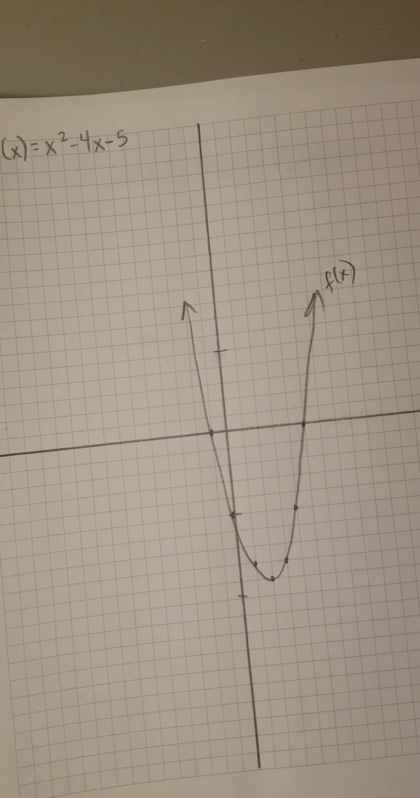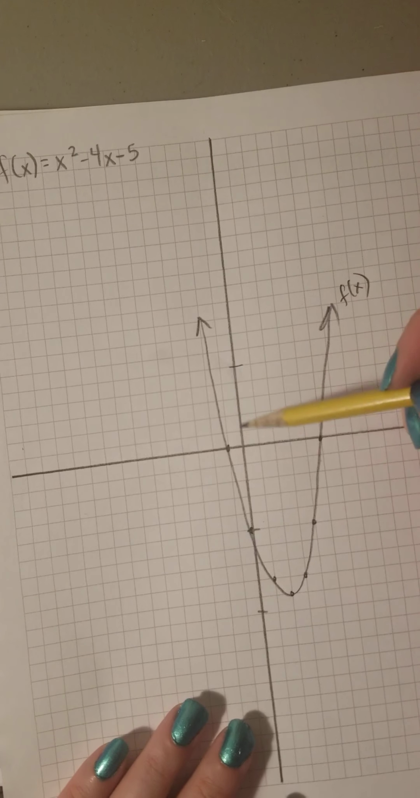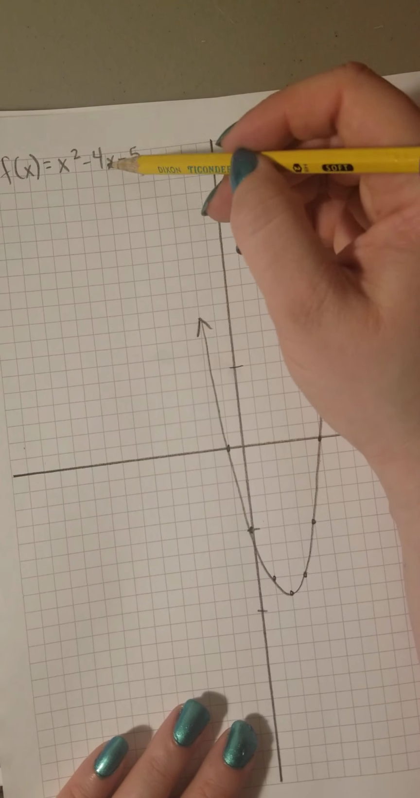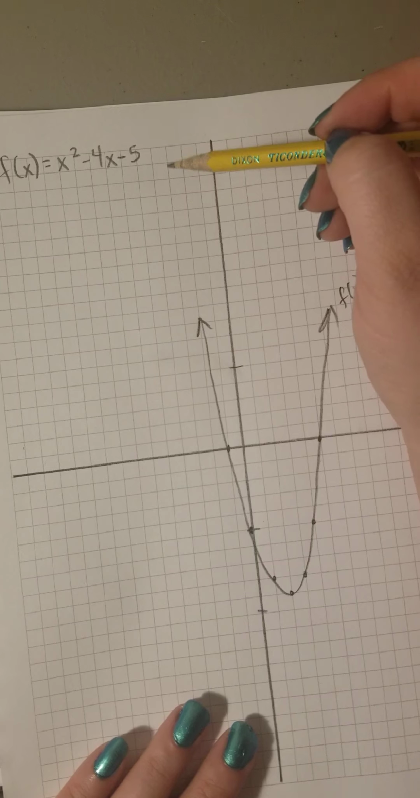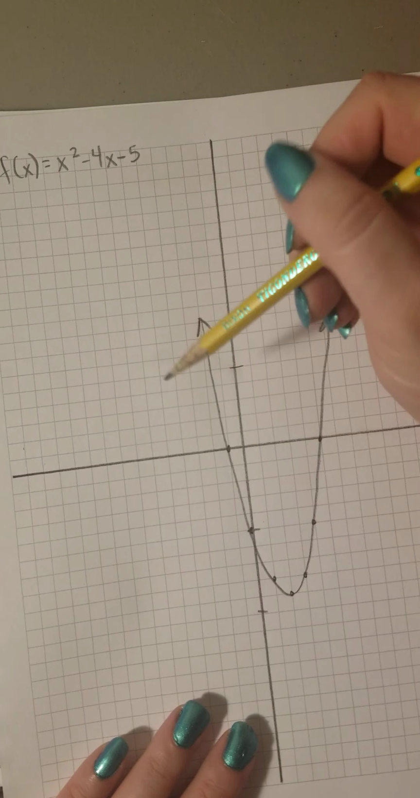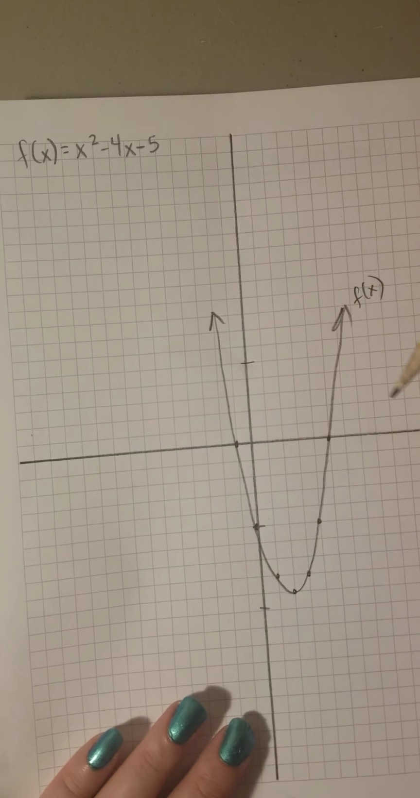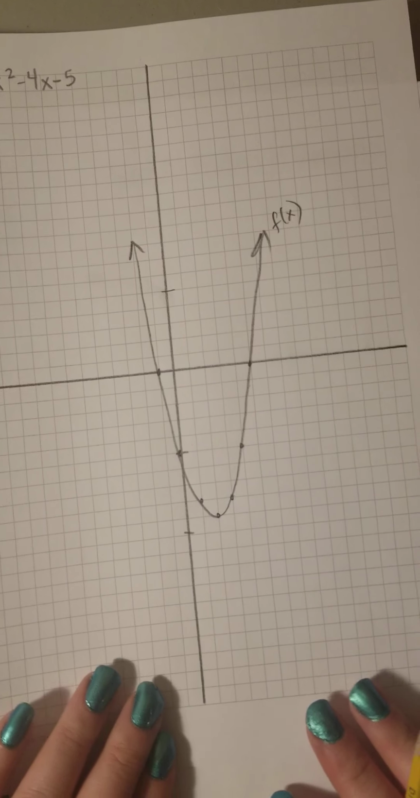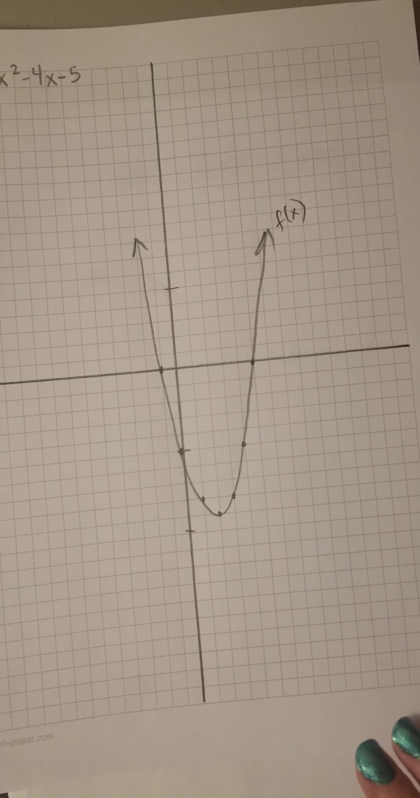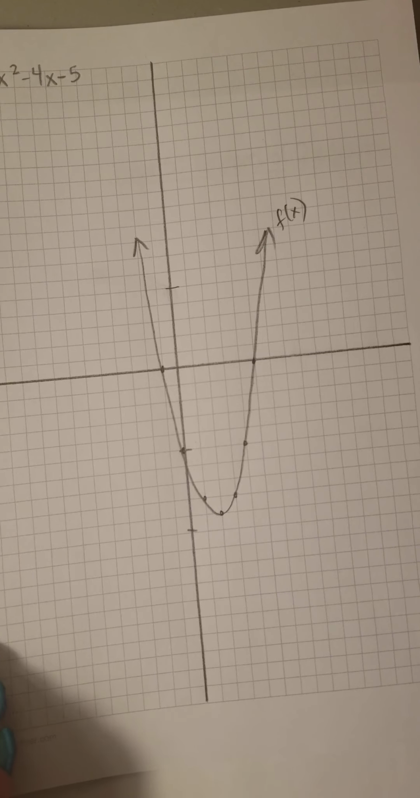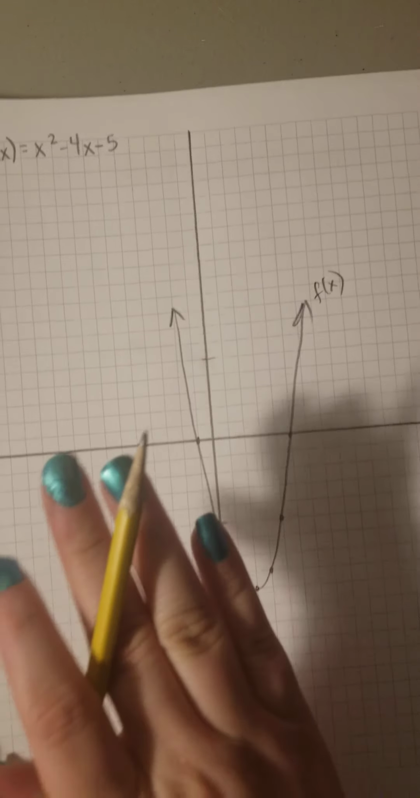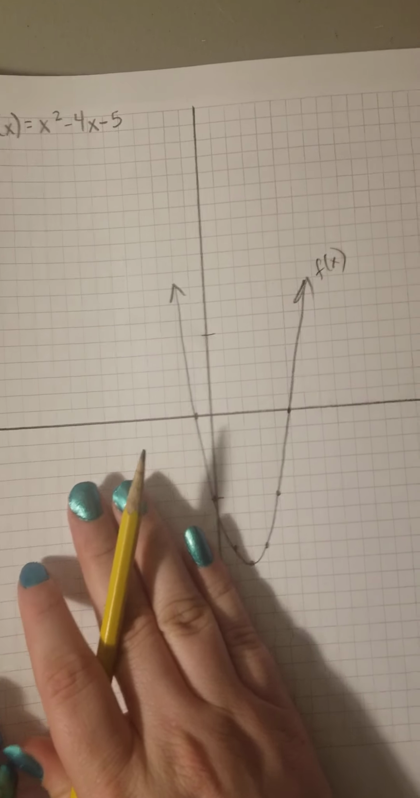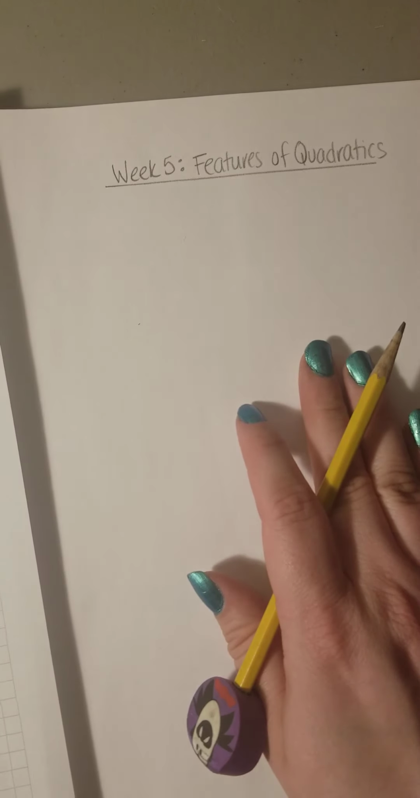Now, you could have also taken and put -1 in here and here for x and found out what that was supposed to be, and then 0, and then 1, or however you wanted to do it. But this way is just a little bit easier. Now that we have this, there are several things that we're going to talk about that are features of quadratics. And I'm going to go back and forth between this page that has the example on it and this page which I have for notes.